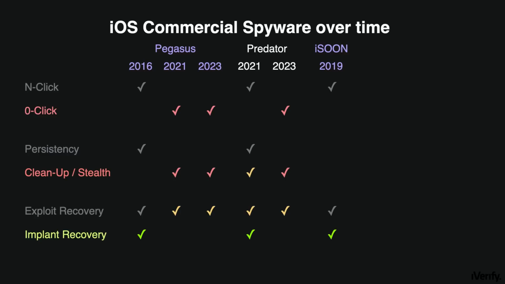In the case of iSoon, it was a one-click attack. There was no persistency, there was no cleanup or any stealth, and both implant and exploit recovery was fully done. And in the case of Hermit, it's an app. This is pretty easy, so all exploits and all implants were recovered. I don't know if they did any cleanup or any specific stealth. I was not able to analyze that sample yet. And for Operation Triangulation, we had a zero-click attack. We had cleanup and a lot of stealth, and luckily Kaspersky was able to recover both the exploits and the implant.